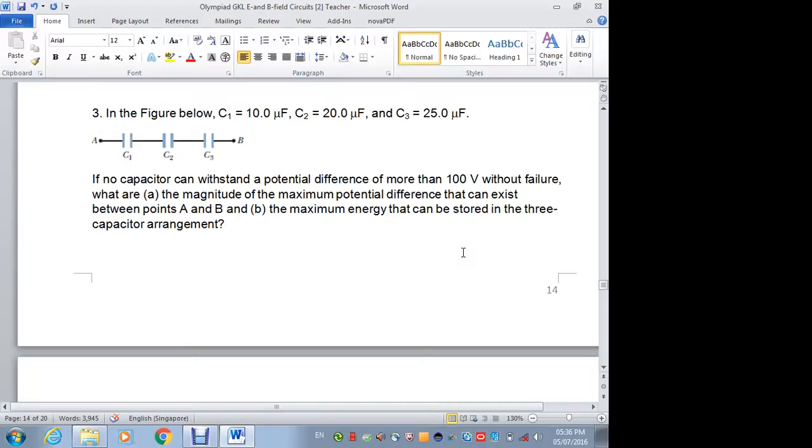Then you must remember, half CV squared, right? You add all the energy, half CV squared, everything together, right? But the thing is that no capacitor can withstand a PD of 100 volts. That's the difficult part. So they're asking about this.